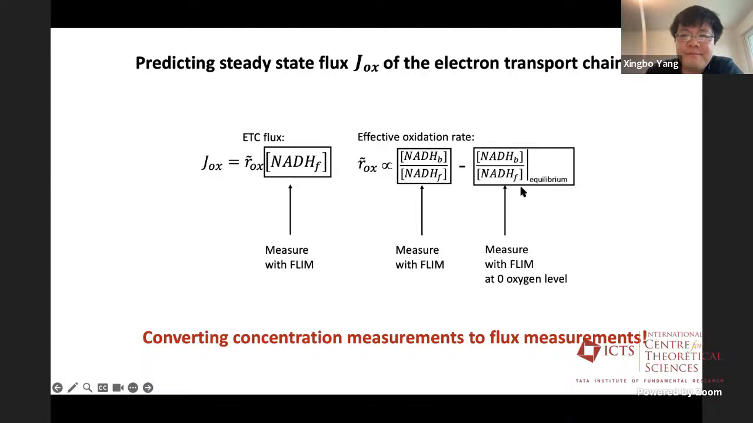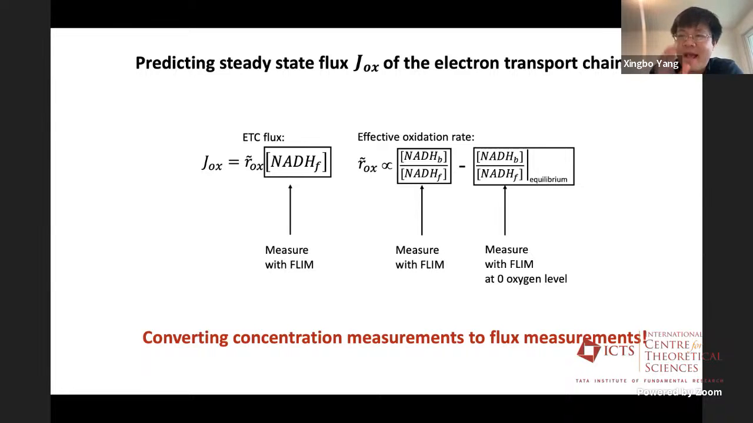So therefore, by definition, there is only one equilibrium flux, which is 0, right? That basically means if you want to get to equilibrium, you have to suppress completely your electron transport chain. You can do it by dropping oxygen, by inhibiting enzymes, but whatever you do, you make sure your flux is 0. So when I drop oxygen to 0, you can measure your oxygen consumption rate, it will become 0. So that's equilibrium. And then I read off a NADH bound over free at that point, and I call it equilibrium NADH bound over free.